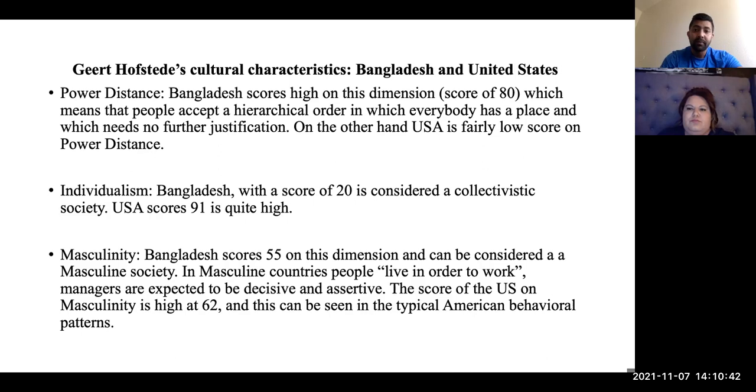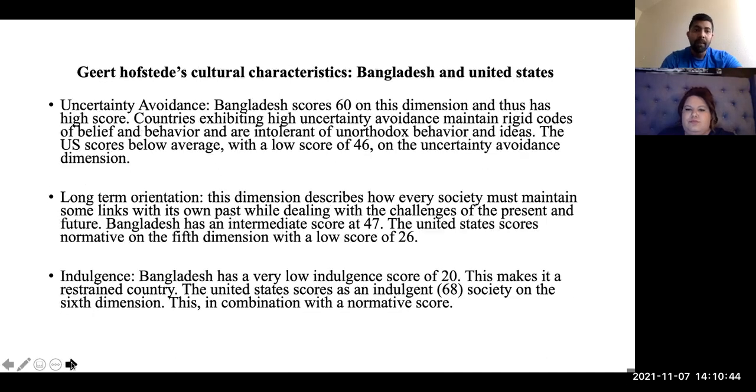Next slide. Yeah, the uncertainty avoidance. Bangladesh scores like 60 on this dimension, and that is a high score. Countries exhibiting high uncertainty avoidance maintain rigid codes of belief and behavior, and are intolerant of unorthodox behavior and ideas. So I'd say it's pretty conservative. And the score for the US is below average, which is 46 in this case. So it's still pretty different.